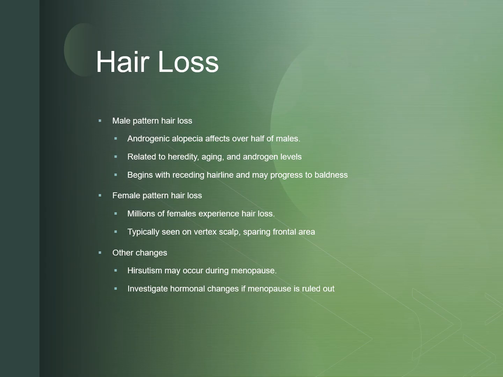Other changes include hirsutism, which is excessive hair growth in areas where it's not typically expected, especially in females. And this can occur with menopause due to hormonal shifts. But if menopause is ruled out, this is where your clinical judgment kicks in. If hair changes don't match expected patterns, we want to think about endocrine causes, possible hormonal imbalances for females like PCOS or adrenal disorders.